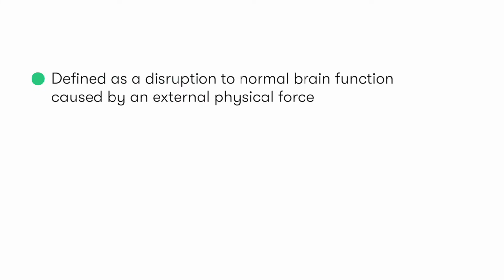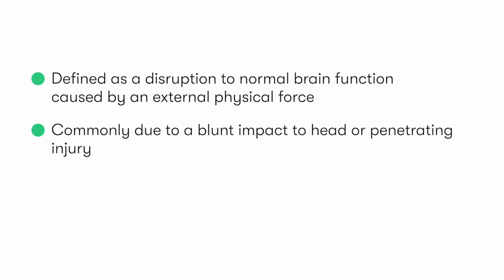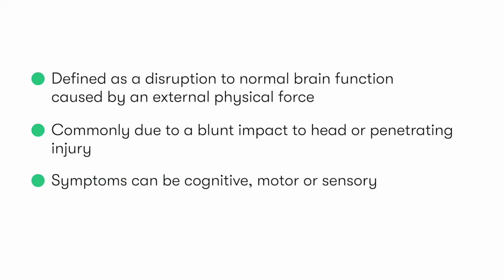We define traumatic brain injury as a disruption to the normal brain function and structure that occurs as a result of an external physical force to the head. Most commonly, this external force is either through a blunt impact injury to the skull, for example, that received during a fall or a road traffic collision, or via a penetrating injury, such as a stabbing or a ballistics injury. The symptoms of traumatic brain injury may be cognitive, motor, or sensory in nature, depending on the extent and the location of the injury.